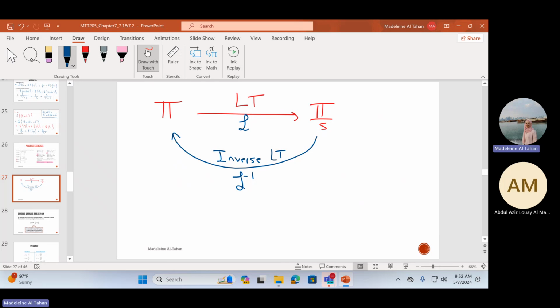So if Laplace of 1 is 1 over s, Laplace inverse of 1 over s will be what? 1. So what do you mean by Laplace inverse? I have a function, I'm sending it to something. Laplace inverse of the new one will be the original one. Okay, miss?